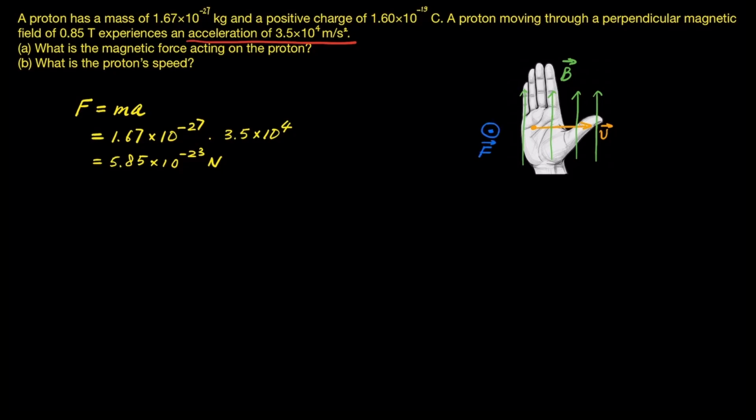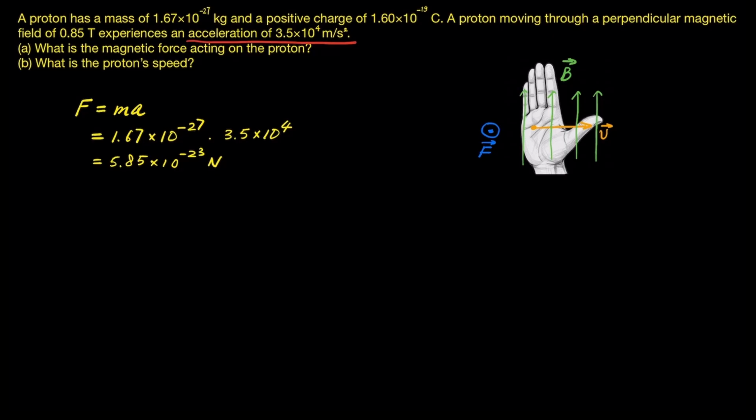Just a heads up, if we were dealing with a negatively charged particle like an electron, the force would point in the opposite direction, which is right into the screen. Okay? Next, let's figure out how fast this proton was moving, or the speed of the proton.